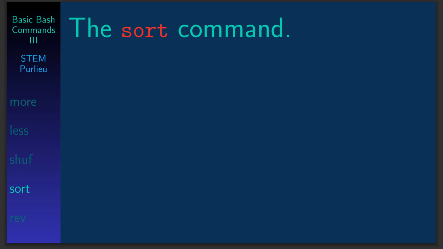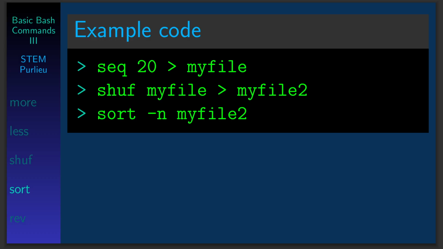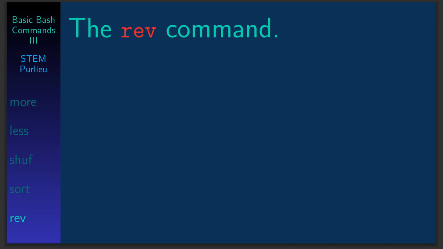Now we'll use the sort command to undo shuffling. Here's some example code. We'll generate the numbers 1 through 20 and store them in a file called myfile. Then we'll shuffle the contents of myfile and store the shuffled contents into myfile2. Then we'll sort myfile2. Now let's look at the rev command.